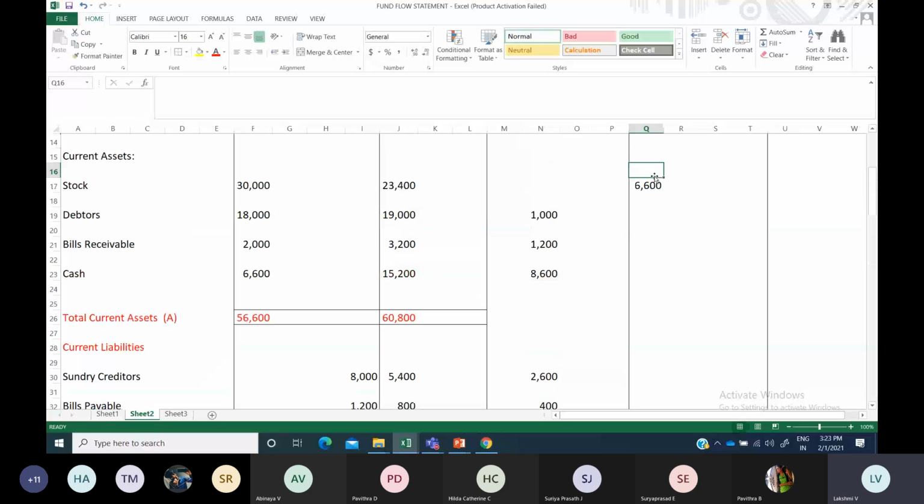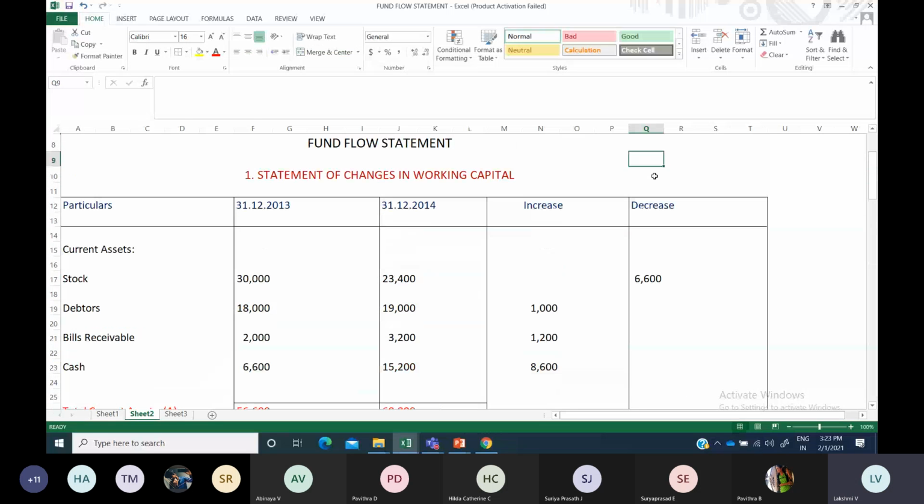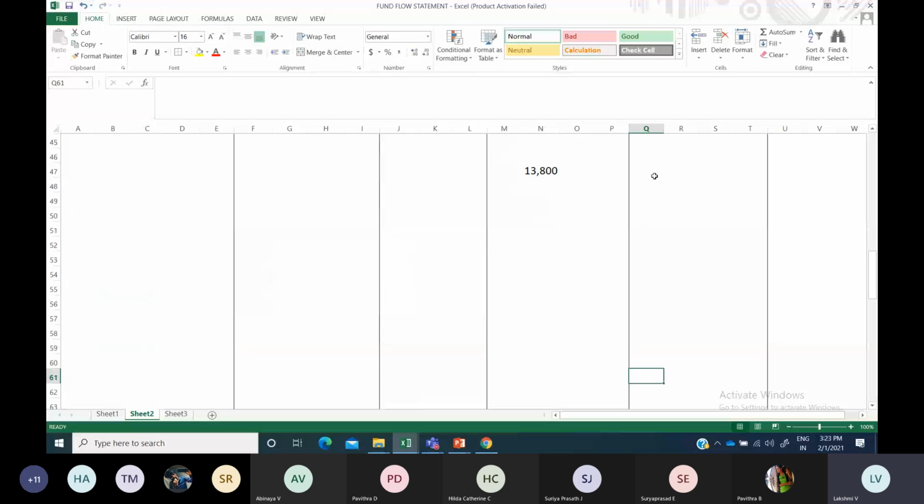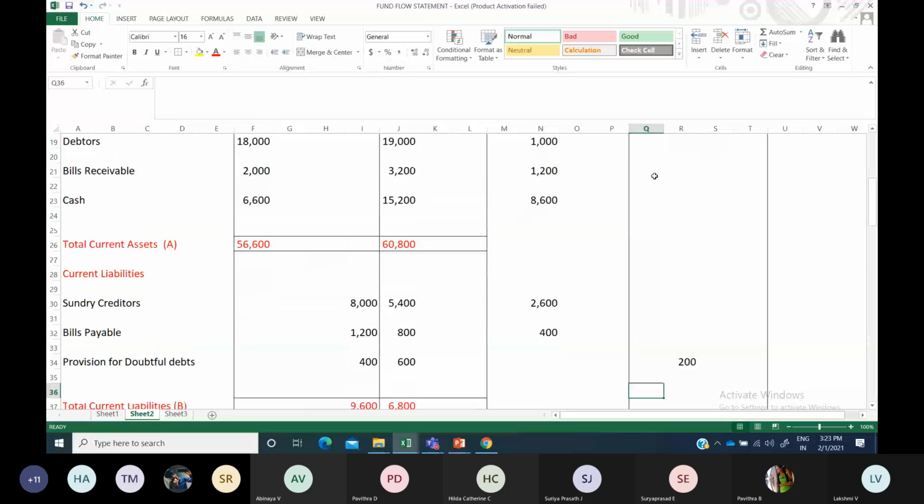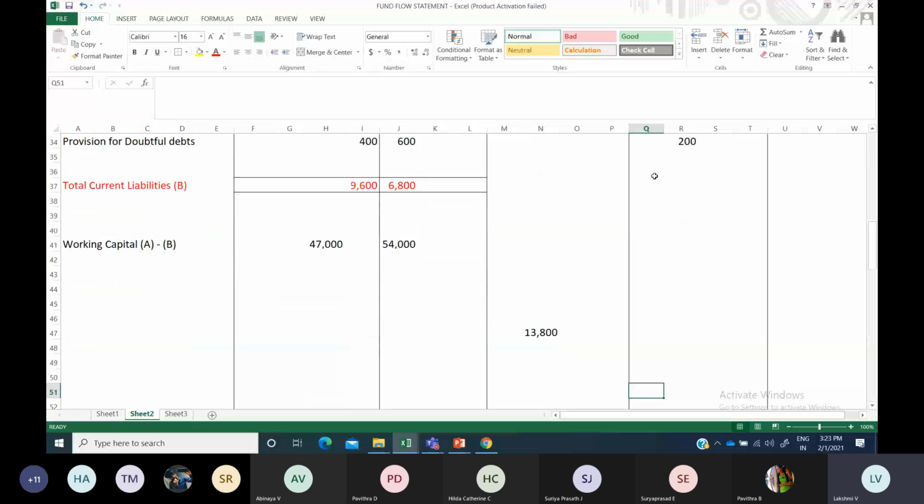Just total this side. Decrease column total 6,600 plus 200. That's it. Okay. So 6,600 plus 200. So that is 6,800. Okay. So let me mention this amount here. Here 13,800. Here 6,600 plus 200, 6,800. So which is the higher amount? 13,800 only is the higher amount.